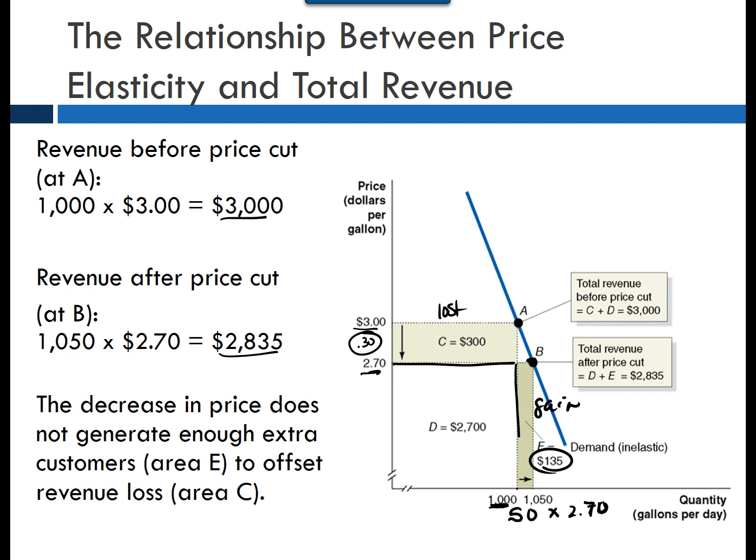You can see the 300 minus the 135, what I lost plus what I gained, is the difference between these two things right here. So this increased revenue from the extra sales does not make up for what I lost over here. So my total revenue has gone down because, again, this is inelastic. We said this one was inelastic, had a small change.